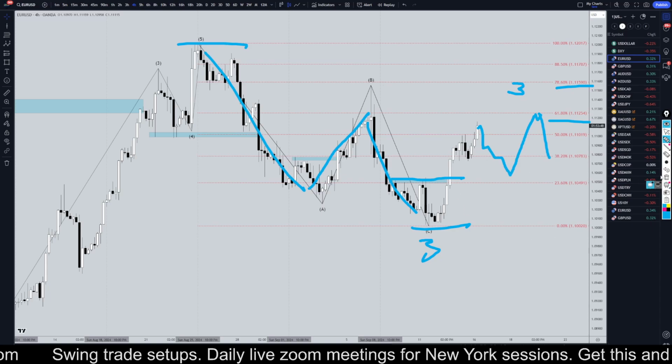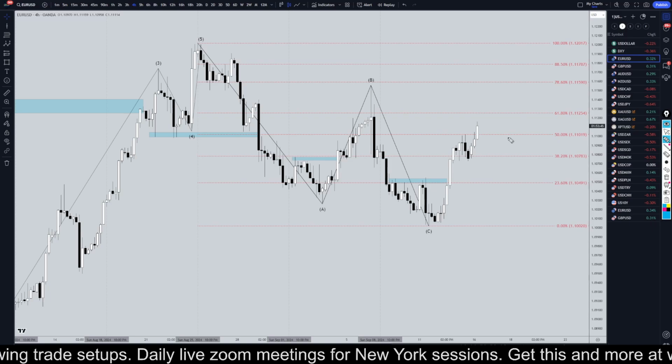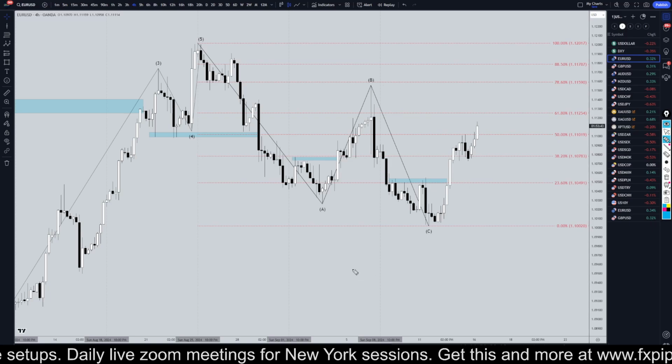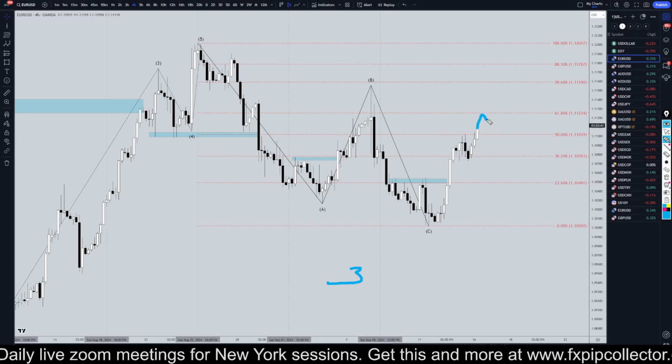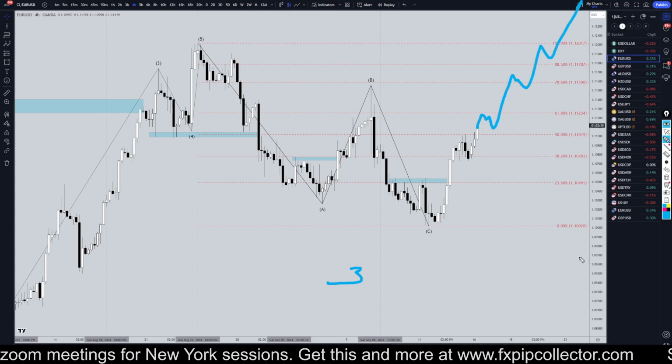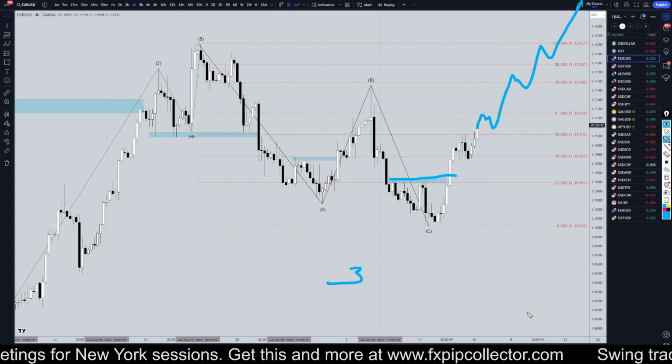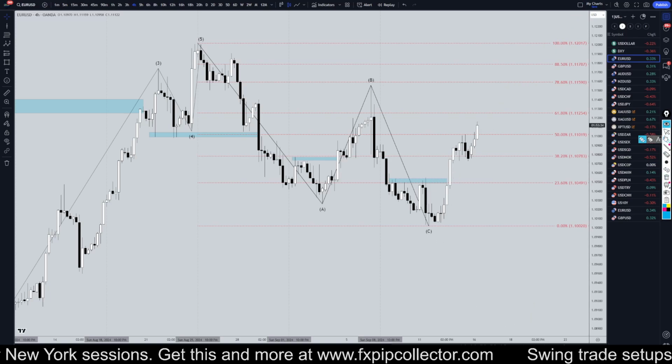But I wouldn't really plan on that and expect that, because the fact that we're in a wave 3 on the much higher time frame tells me that it's probably more likely that it will just keep on trending up. And now that we have that breaker structure, we should be looking for longs on shorter time frames anyways.